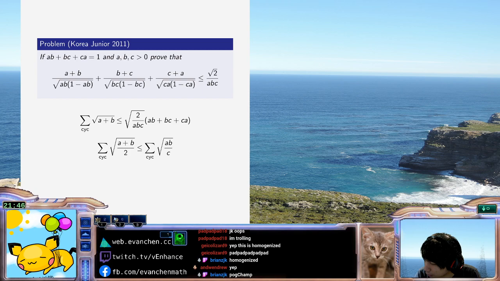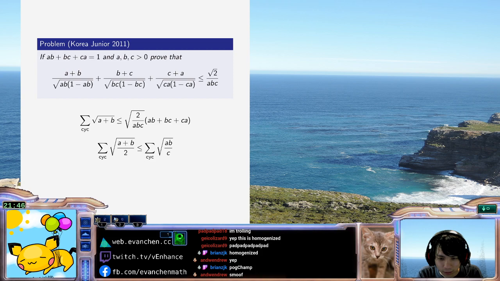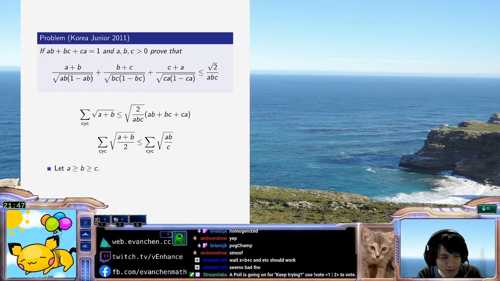On the other hand, maybe this just dies to Karamata now. Let's see if I can get this right. Let A be at least B at least C. X equals B plus C should work? I don't know.